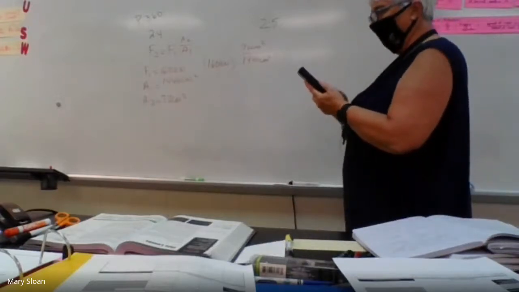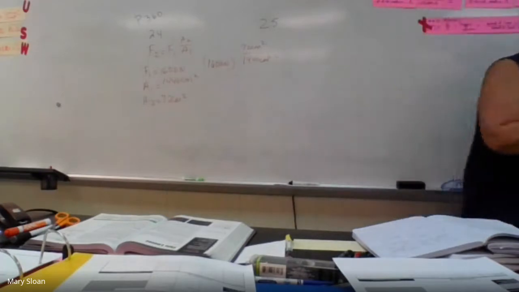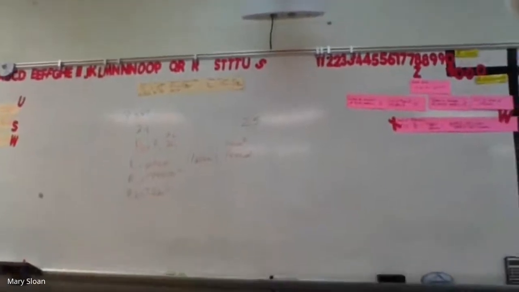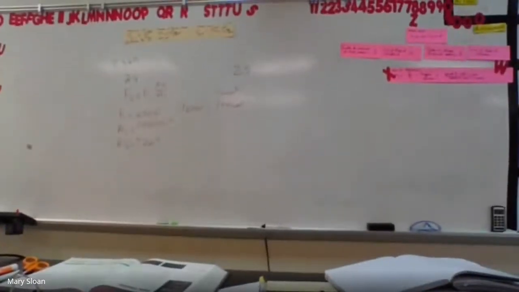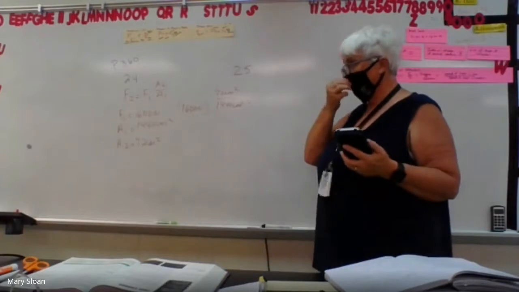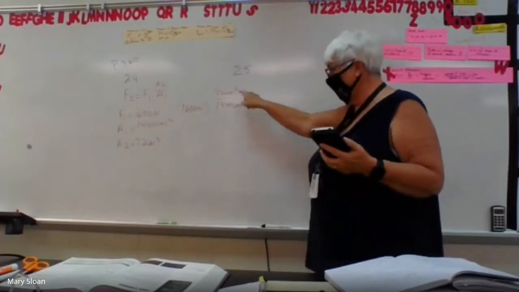What mode do we need to have it in? Normal or scientific? Let's have it in normal. Mine was in degrees from my other class, so I changed it to radian. You got 80? Okay. I got 32,000. Don't square these, right? Don't square them, because that's centimeters squared.